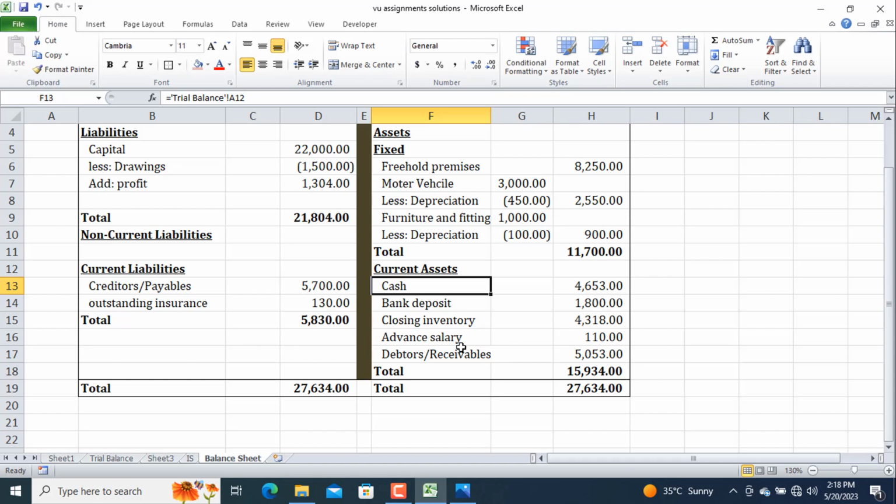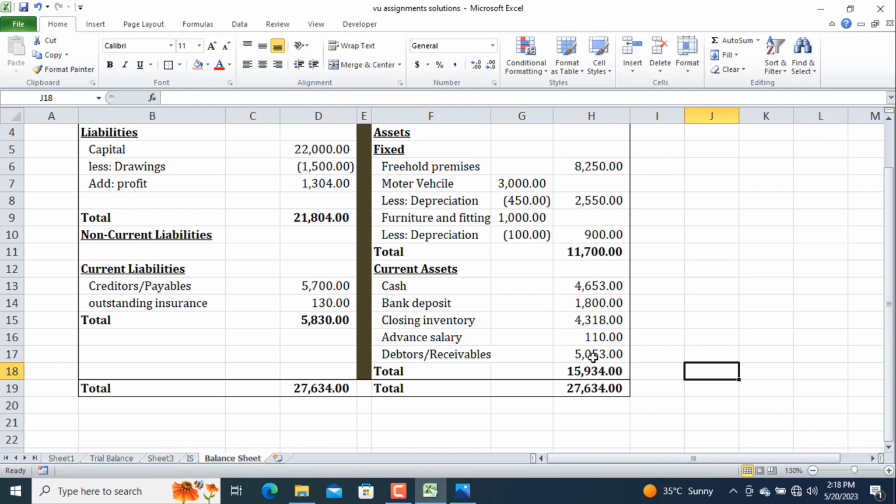Advance salary, this is additional information. We have made journal entries. Advance salary to cash, salary expense to advance salary. So we have to subtract it from the cash and we add it in the advance salary account. So both asset sides are affected by these transactions.